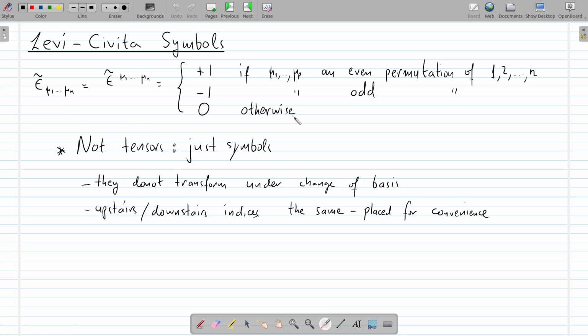We have to make clear in this lecture, we were not so clear before in previous ones, that these are not tensors, they're just symbols. So that means that if we choose any basis, then they have the same value. They're just symbols to indicate plus ones and minus ones and zeros. Also, the indices here are placed upstairs or downstairs according to our convenience. It doesn't matter if all or some of them are upstairs or downstairs, the symbol is defined always the same way.